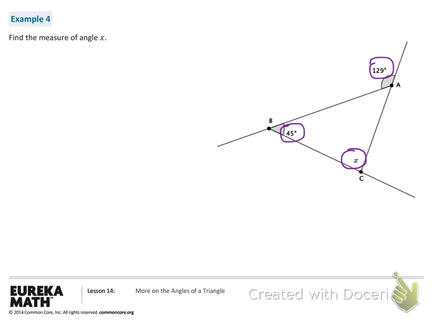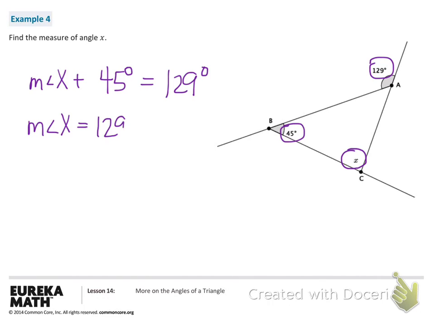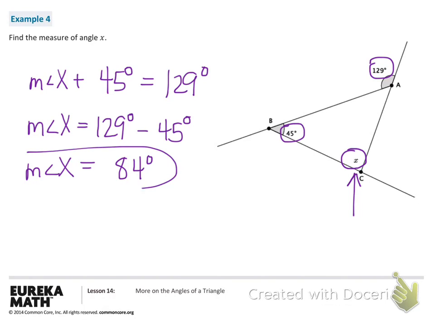And so I know that the measure of angle X plus the 45-degree angle have to add up to 129 degrees. And so in order to find the measure of angle X, I'm going to take the 129 and subtract 45, and that will tell me what should go here. So the measure of angle X is 84 degrees. Right there.